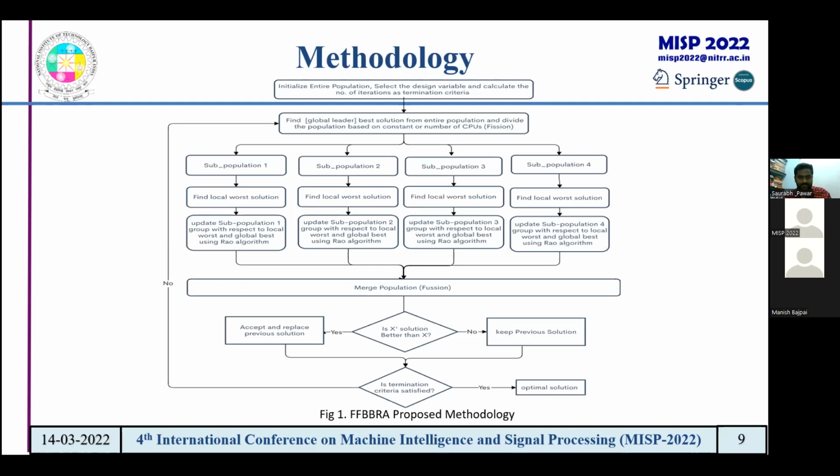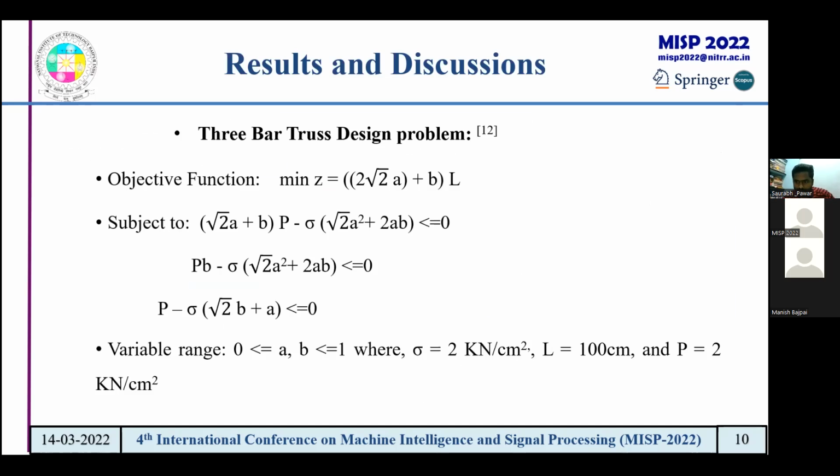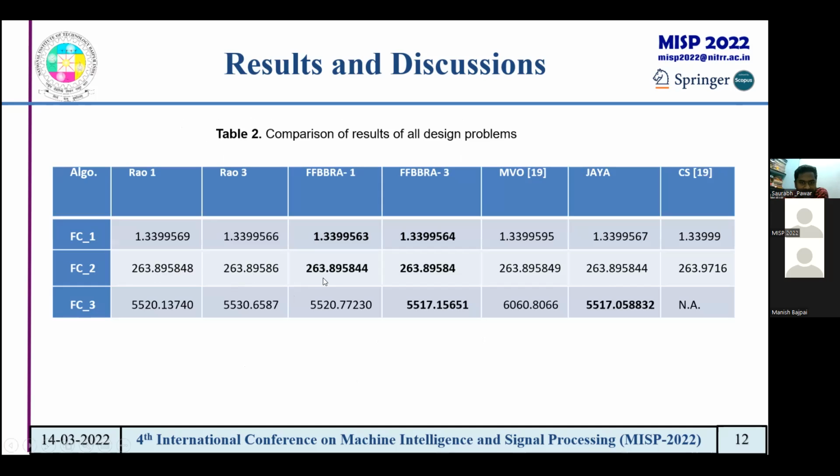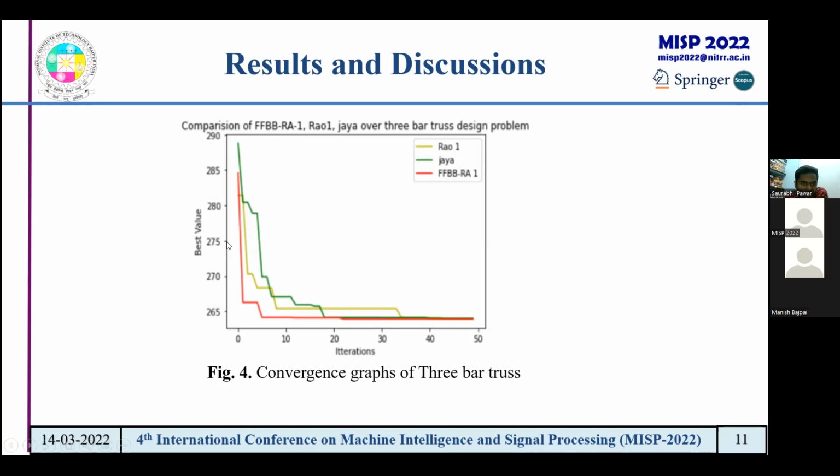Go to slide number 11. Here, on the X and Y axes, you mentioned best value. Best value for what? For the three-bar truss design problem, the best value, that is the minimum value, is 263.89. On the y-axis, the best value starts at a higher range when the algorithm starts, and it comes towards the minimum value as the iterations go on.